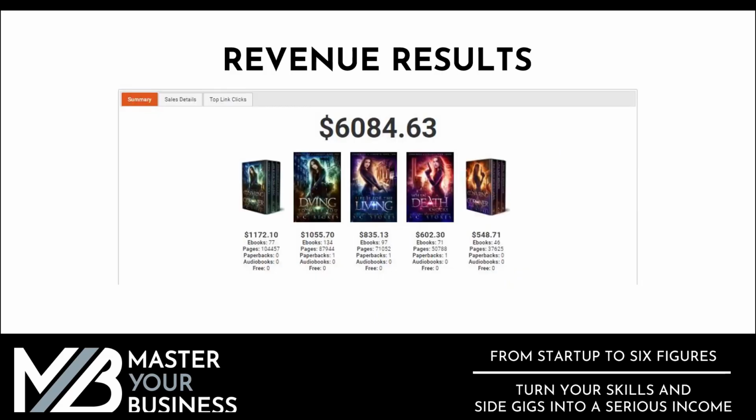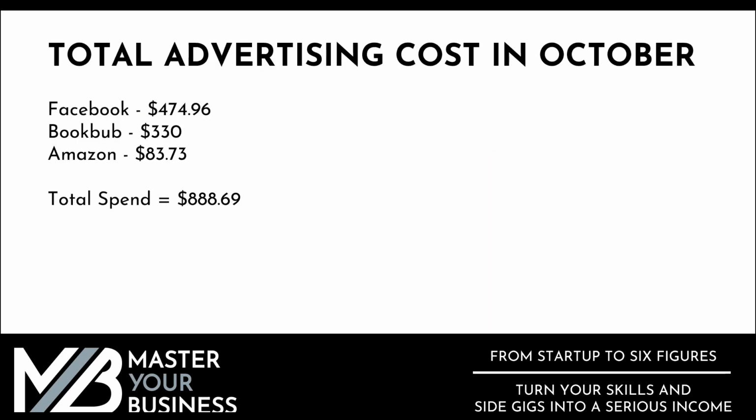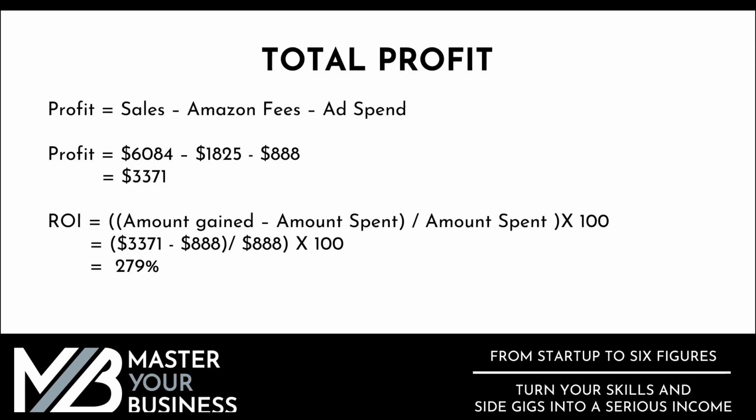The revenue results for our business: we sold just over $6,000 in books that month, which is not a bad month when you think that this is something that started as my side gig and I still do it part-time. $6,000 of revenue isn't shabby at all. Looking at the total advertising cost for the month, we spent just under $500 on Facebook, $330 on a platform called BookBub, which drove the free promotion. And then we spent another $83 on Amazon, meaning we spent just under $900 in the month of October. So $888 to be exact.